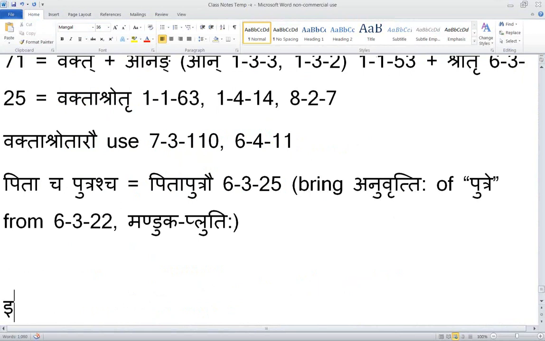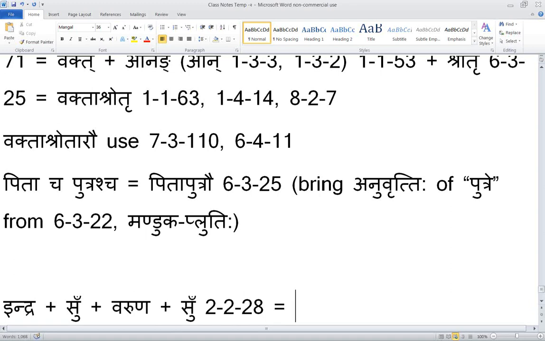Okay, Indra plus Su, plus Varuna plus Su. Indrascha Varunascha. So we use Chate Dvandvaha. Now we can skip some steps and do the Supluk as usual. And then we'll get the Anangadesha. So what we'll now get is Indra plus the Anang, so An plus Varuna.